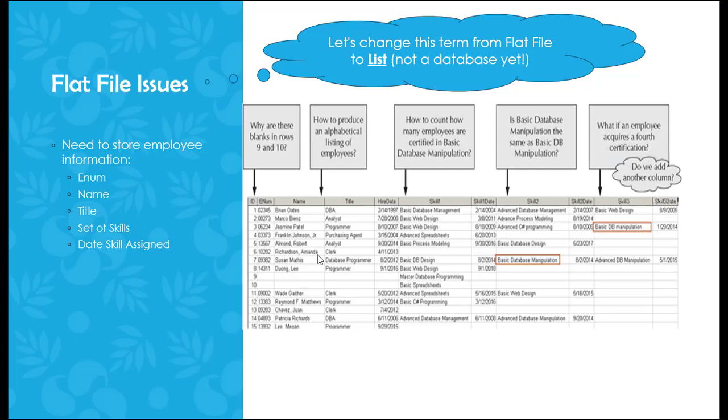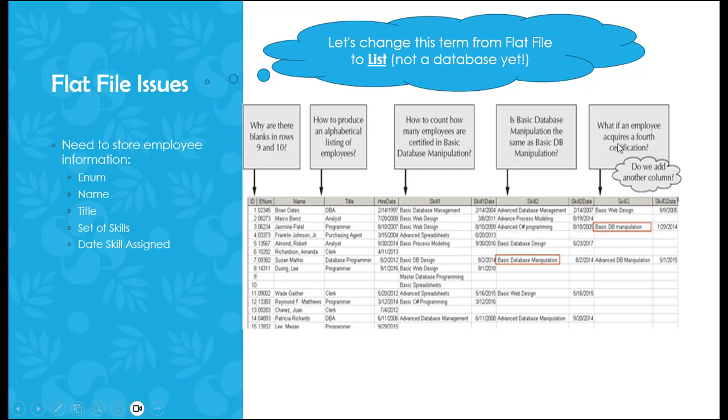The computer can't do it because of how inconsistent the data is being stored. How about if we needed to count how many employees were certified in basic database manipulation? It's the way this data is stored, it's more than just taking a look into this column, because there's basic data manipulation there. Now, so there's one, but look over here, basic DB manipulation. I think it's probably the same thing, data inconsistency, but you can see it's not going to be a quick thing to get that count.